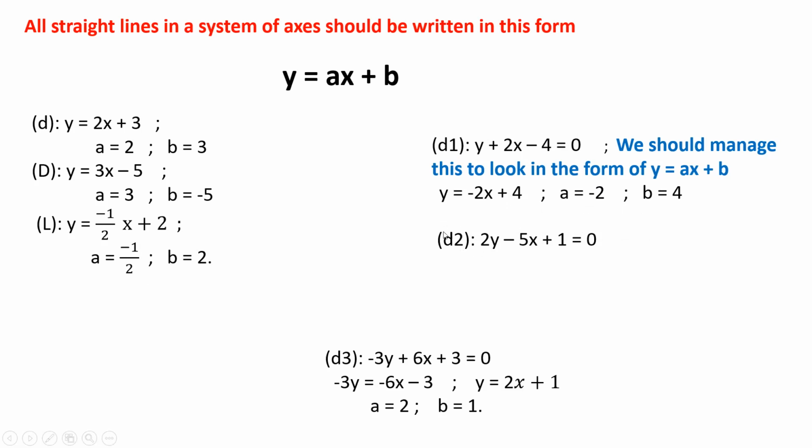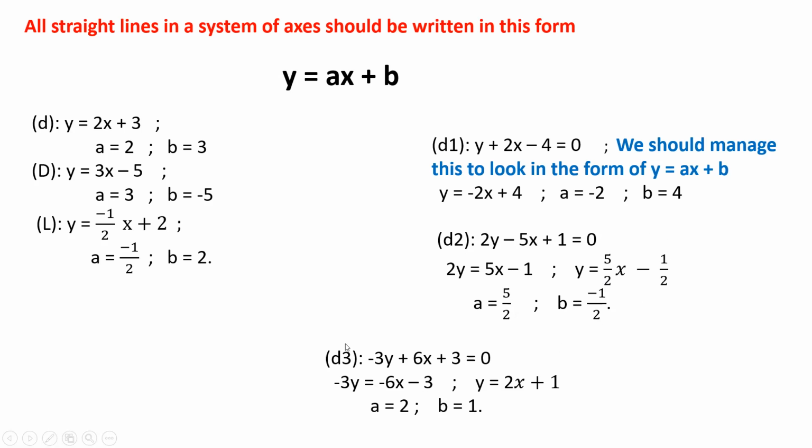Also, we are given this line. Is it similar to this? No. So we write 2y equal 5x minus 1. Now I should not have 2y, I should have y. So I divide all my equation by 2. So I get y equal 5 over 2 x minus half. So the coefficient of x is 5 over 2 and the y-intercept is minus half.